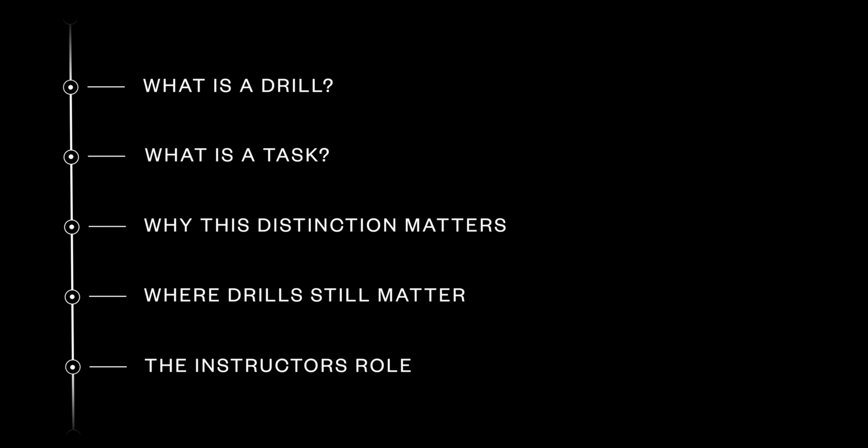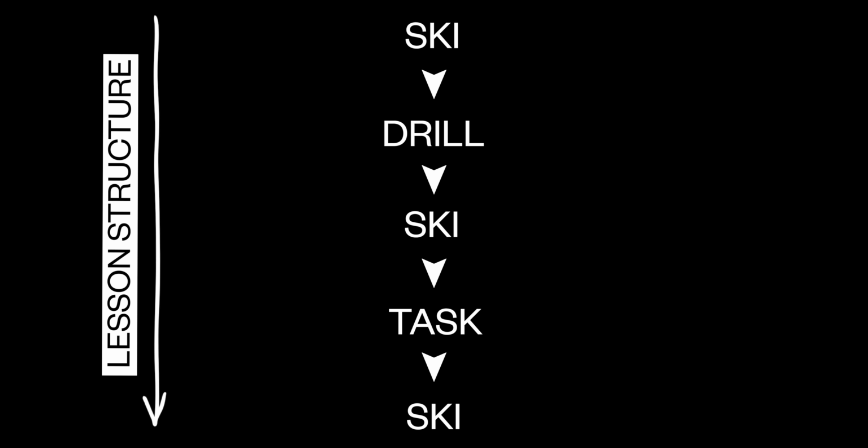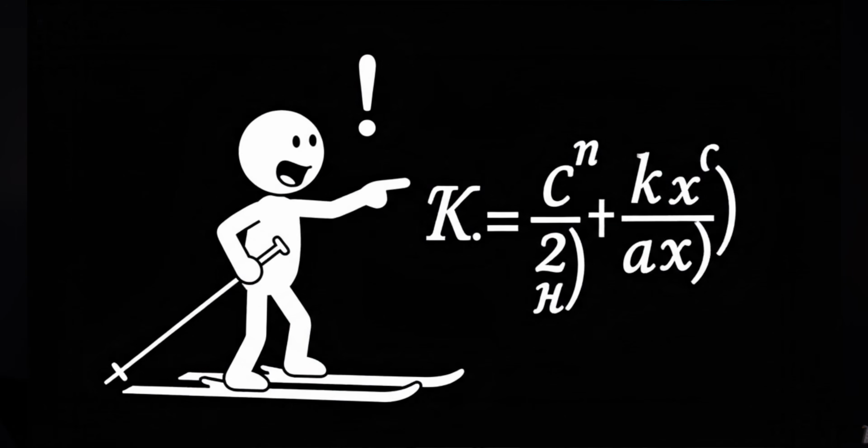For instructors, the key shift is in practice design. First, ski the task, let the skier experience the problem. Then, if needed, introduce a short drill to highlight something useful, and then quickly return to the task where the skier can apply what they noticed. So instead of structuring sessions like drill, drill, drill, free ski, we can think more in terms of ski, drill, ski, task, ski. Drills become short interventions that highlight something important, but the majority of learning happens when the skier is solving meaningful skiing problems. Drills support the learning, but the task is where the skill actually develops.